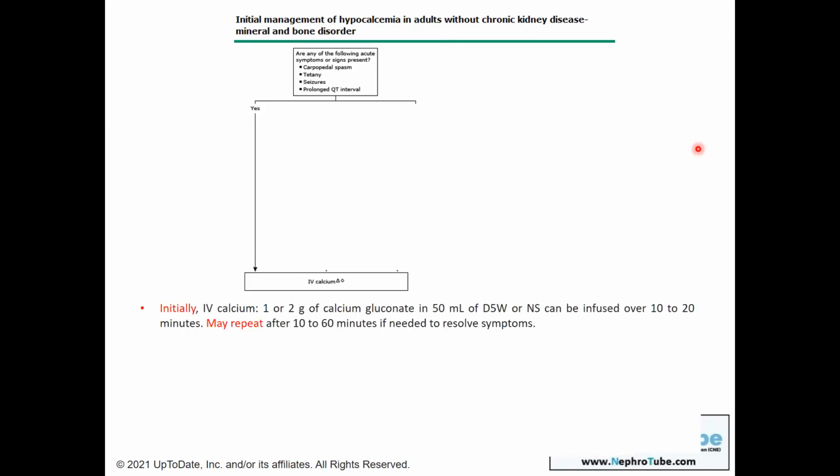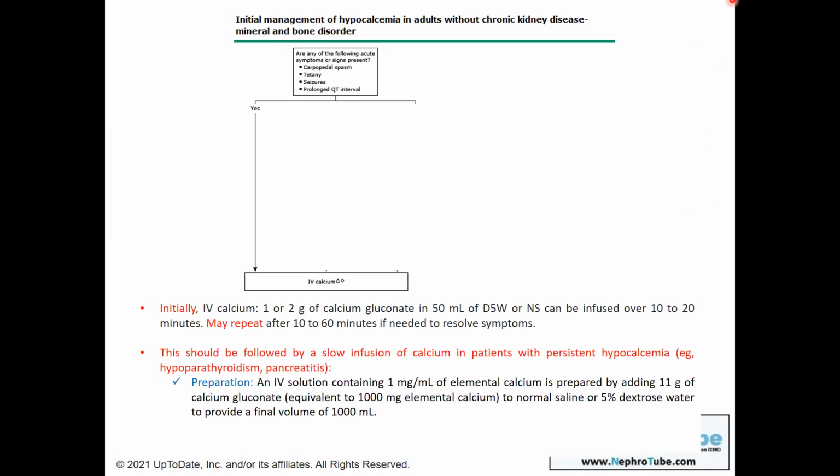How to give intravenous calcium? Intravenous calcium is initially given in the form of 1 to 2 grams of calcium gluconate in 50 ml of dextrose or normal saline, and it must be infused over 10 to 20 minutes. You may repeat it every 10 to 60 minutes if symptoms are not resolved. You may even give the patient an infusion of calcium in cases of persistent hypocalcemia, not only tetany, as in cases of hypoparathyroidism and pancreatitis. How to prepare the calcium for infusion in these patients?